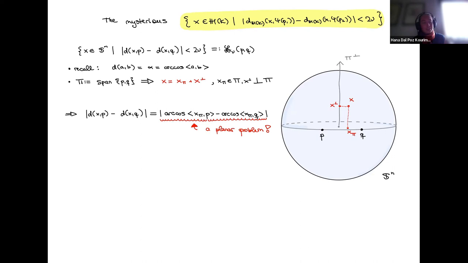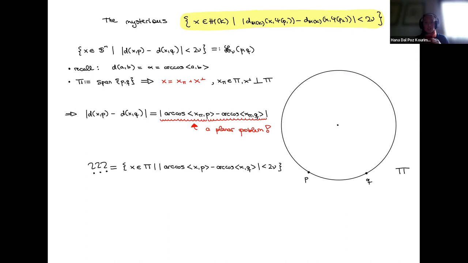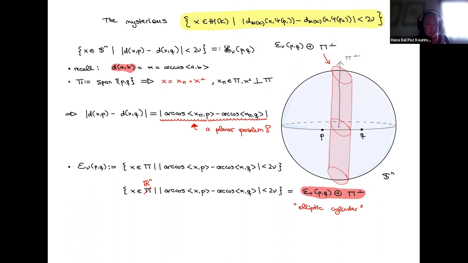Now we are in the plane and we want to know what is the solution of this formula. Here we did some trial and error, and we found out that this is actually an ellipse. So the solution for the points in the plane is an ellipse. Thus, the solution in R n plus one is the solution in the plane times the complementary space. I call this an elliptic cylinder because in R3, you can imagine that you take the ellipse and scale it up and down. But the same construction works for higher dimensional spaces as well.